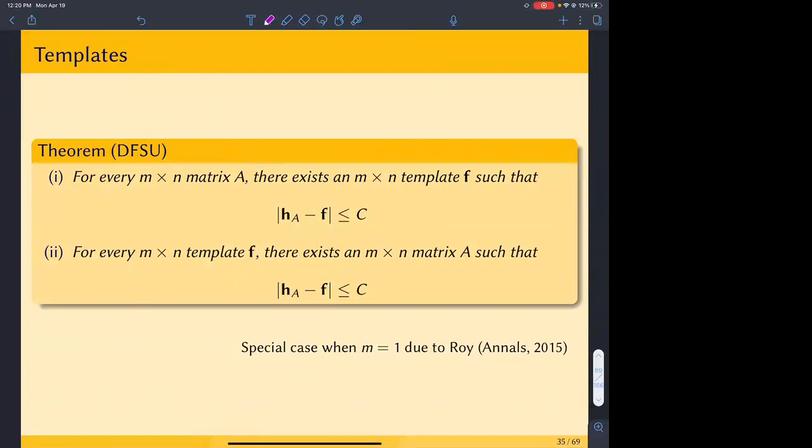The big theorem that answers our question in this very basic case is that for every matrix A, you can find a template so that the successive minima and this template are within a bounded additive error of one another. And similarly, for every template, you can find a matrix such that this happens. The special case of m equals 1 was due to Damien Roy, and that was actually extending and completing, in some sense, the program started by Schmidt and Leo Summerer.